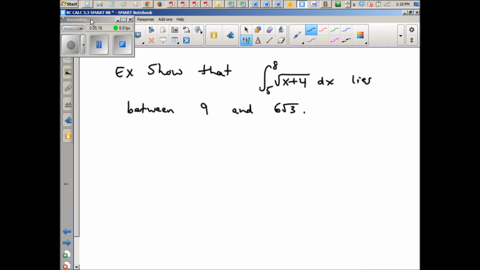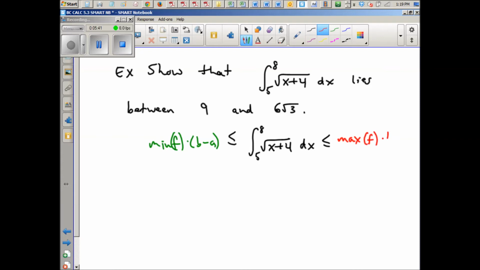Okay? All right, so what I'm going to do is write down the max min inequality. The max min inequality was this. Min f times b minus a is less than or equal to the integral, which in turn is less than max f times b minus a. Well, what are a and b for this problem? No, a and b are the limits of integration. Look at the integral in the middle. Aren't they just 5 and 8?